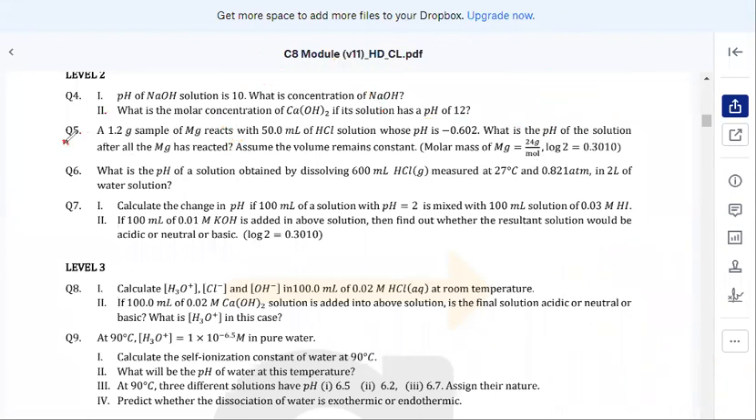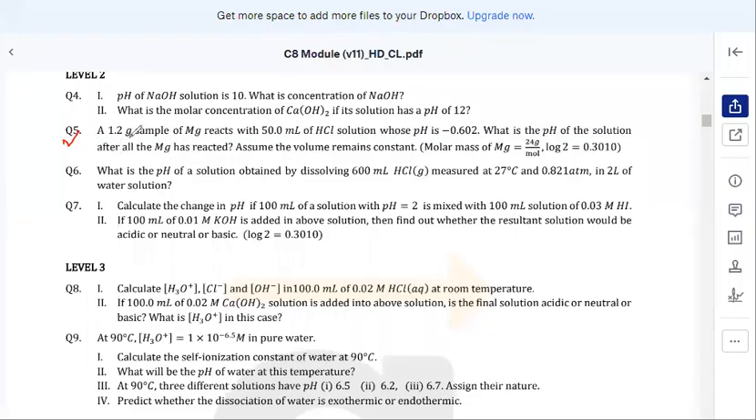Now, question number 5. Everyone, just think about question number 5 for 2 minutes. We'll discuss. I hope all of you have solved. Okay, let's see this problem.